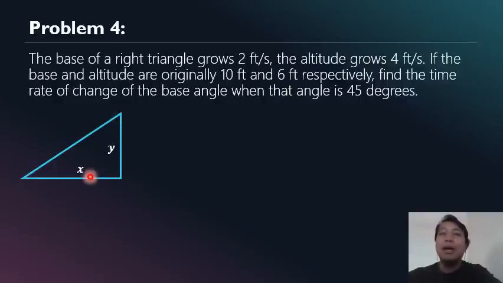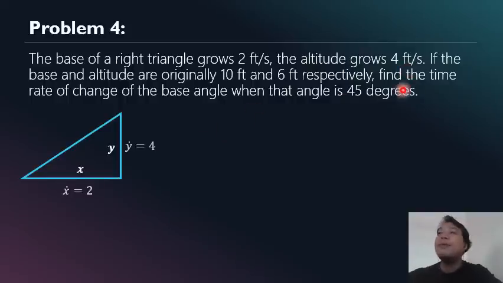Now, gaano kabilis lumaki yung X? Sabi sa problem, it is 2 feet per second. So, how do we represent that? Of course, we represent that using derivatives with respect to t. So, that's dx over dt. Na ngayon, ang gagamitin nating notation ay x dot, which is equal to 2. Tapos, gaano naman kabilis lumaki yung y? Sabi sa problem, the altitude grows 4 feet per second. So, that will be our y dot, dy over dt, which is equal to 4.